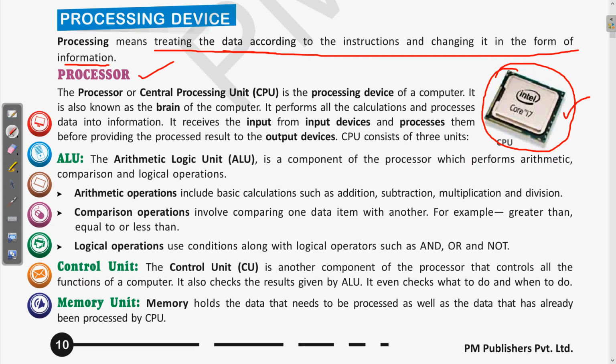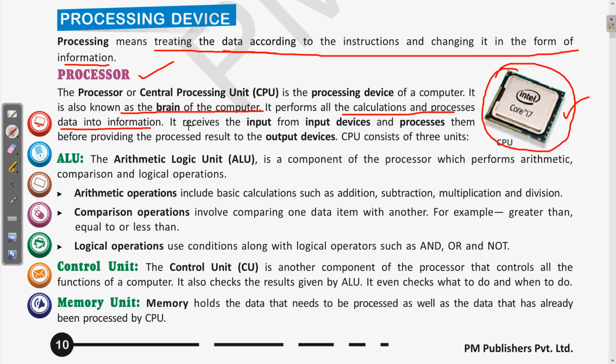The function of this processor is that whatever calculations or processes are done inside the computer are done using these processors. Clear? That is why it is also known as the brain of the computer. Clear? Which is called the brain of the computer? The processor is called the brain of the computer. Then what are the different functions? It calculates and processes data into information.